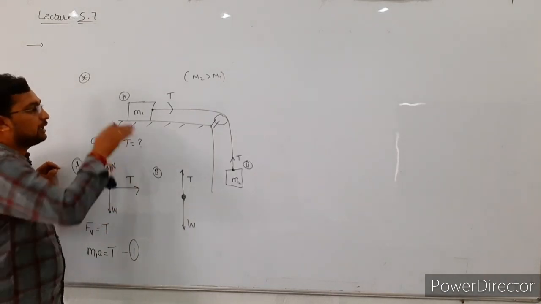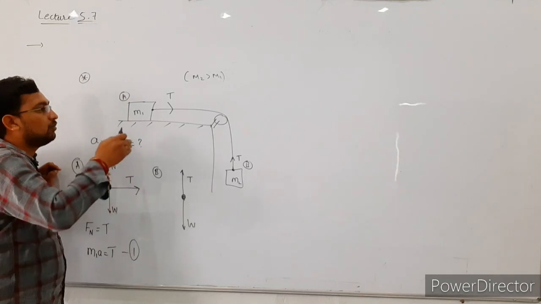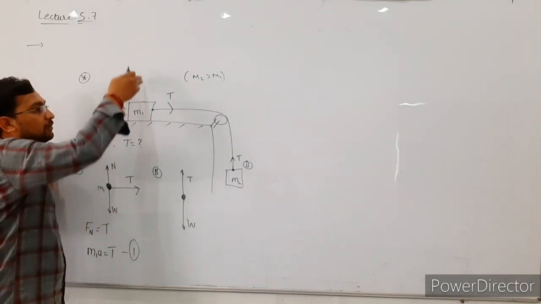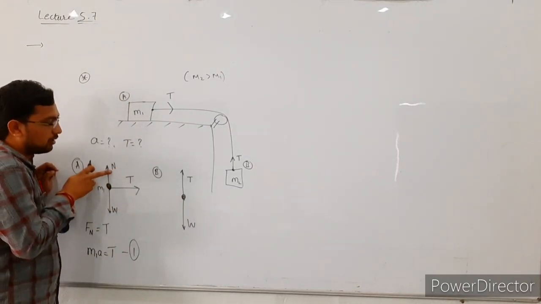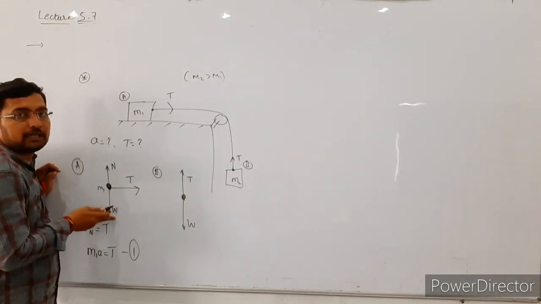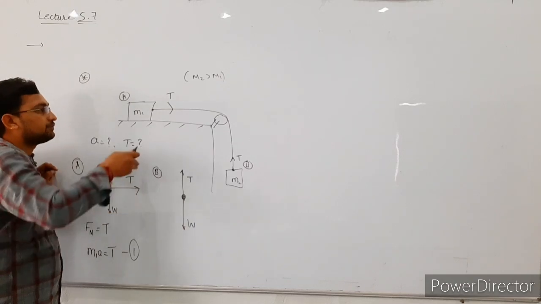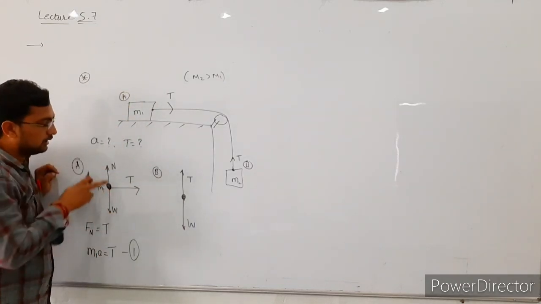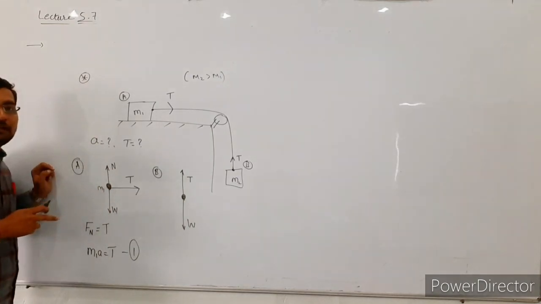In this case the body is moving along the horizontal direction, so there is no motion of the body in the vertical direction. Then the normal force acting on this body is balanced by the weight of that body, that is N is equal to W. So the body will not move along the vertical direction, because the weight is balanced by the normal force.